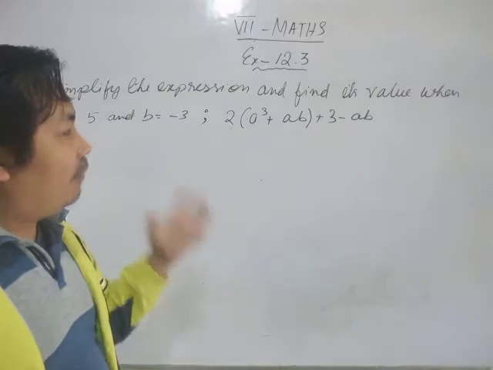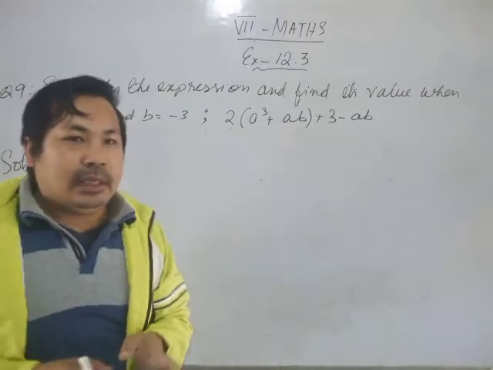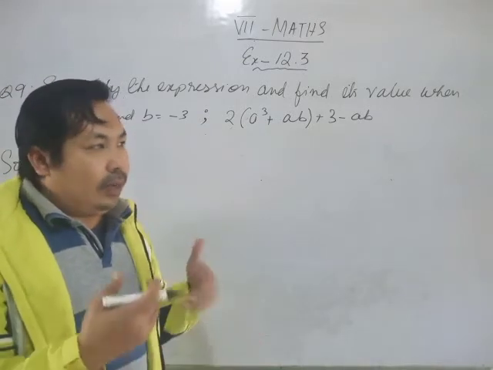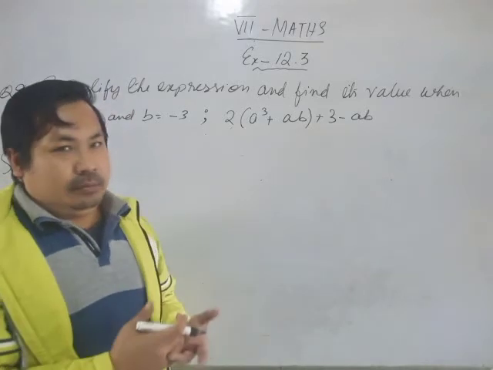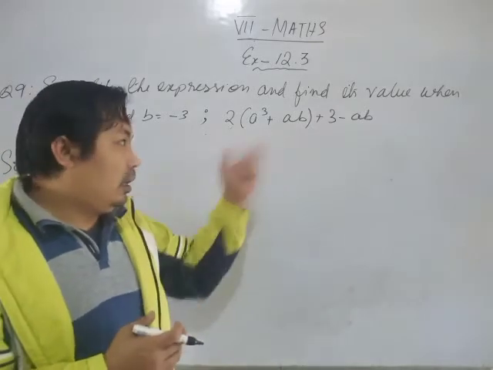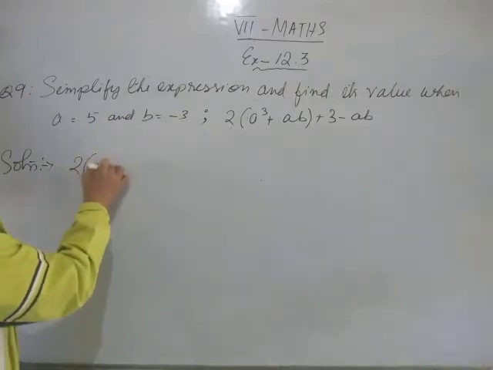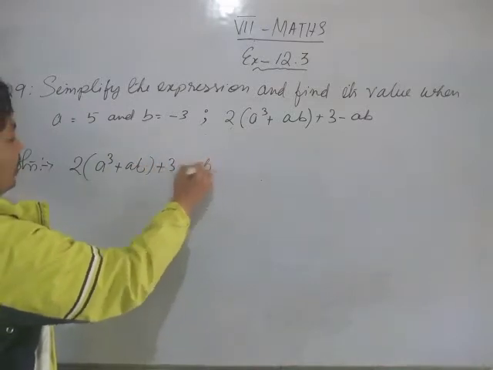Simplify in the sense that the given expression is incomplete, so we have to complete it by opening the bracket or by carrying out some operations. Okay, this is called simplify. So let us see how we can simplify. The given expression is 2 into, in the bracket, a cube plus ab plus 3 minus ab, isn't it?